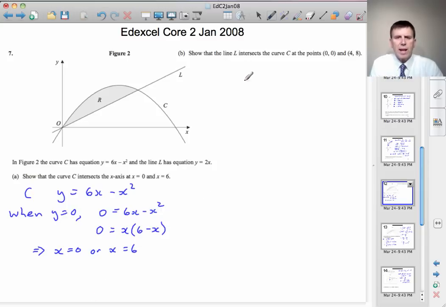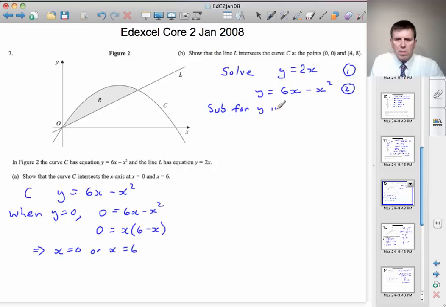Part B. Show that the line L intersects the curve at points 0, 0 and 4, 8. So here we're going to solve simultaneously the two equations. So we have y equals 2x for the line and y equals 6x minus x squared for the curve. I call that one equation 1 and that one equation 2. I'm going to substitute for y in equation 2, so I'm going to replace it by 2x. So substitute for y in equation 2. And we get 2x is equal to 6x minus x squared.